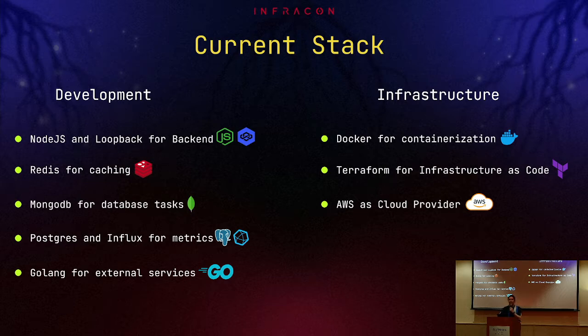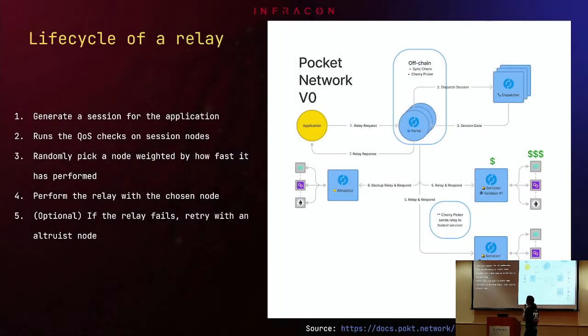On the infrastructure side, it's quite simple. We use Docker for containerized deployments. We also use Terraform for making our infrastructure as code. And our main cloud provider at the moment is AWS. So, with that said, let's see how we put it all together.